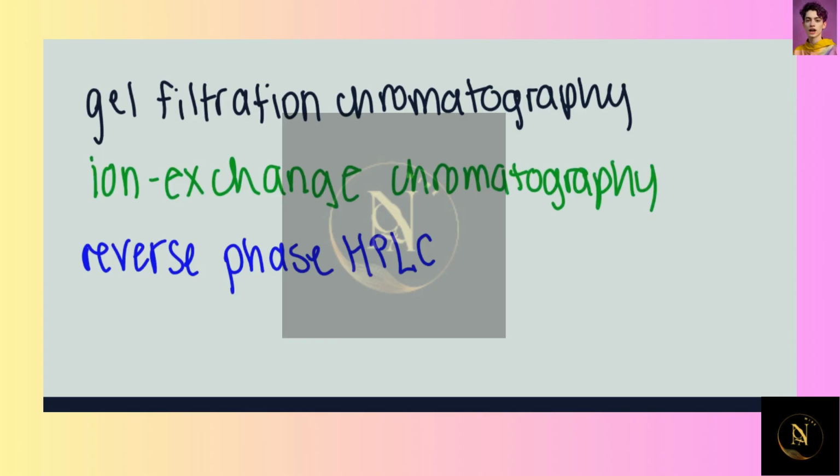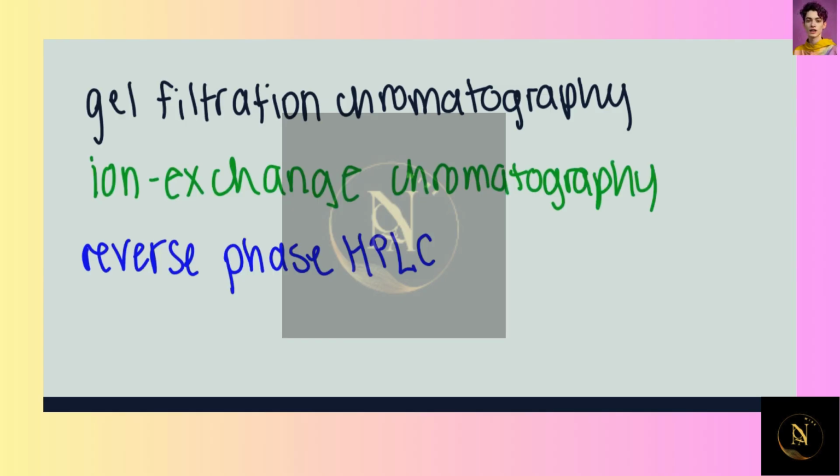Ion exchange chromatography is when you have a stationary phase that is composed of an overall negative or overall positive charge. Now, oppositely charged particles will be attracted to the stationary phase and elute slower than those that have the same charge as the stationary phase or don't have a charge at all.